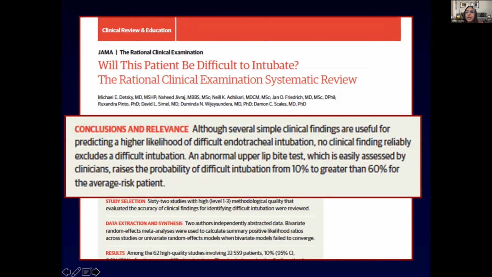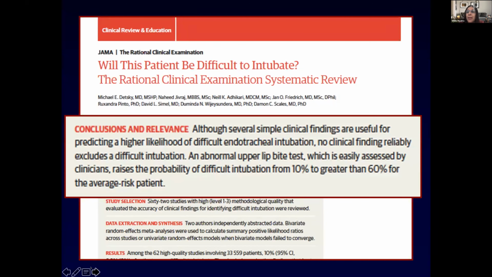When you look at a patient with trismus, or a patient with some facial anomaly, these are going to be difficult. We are talking about how good you are at predicting, in an average risk patient who looks normal, whether you're going to have an unanticipated difficult intubation or not.